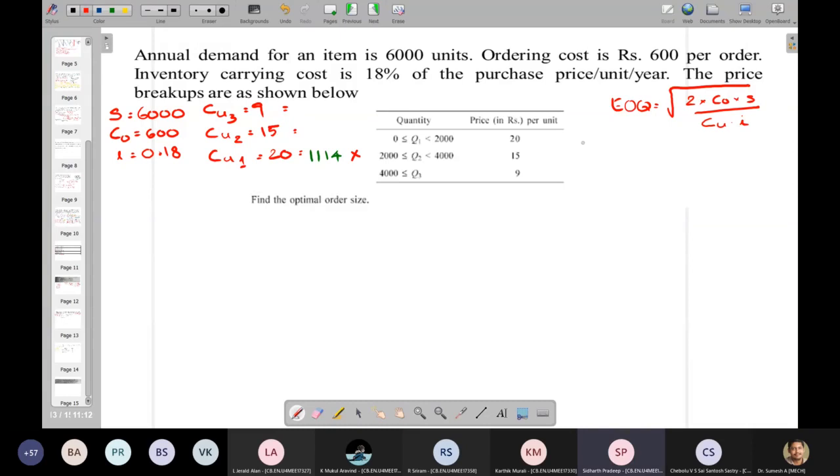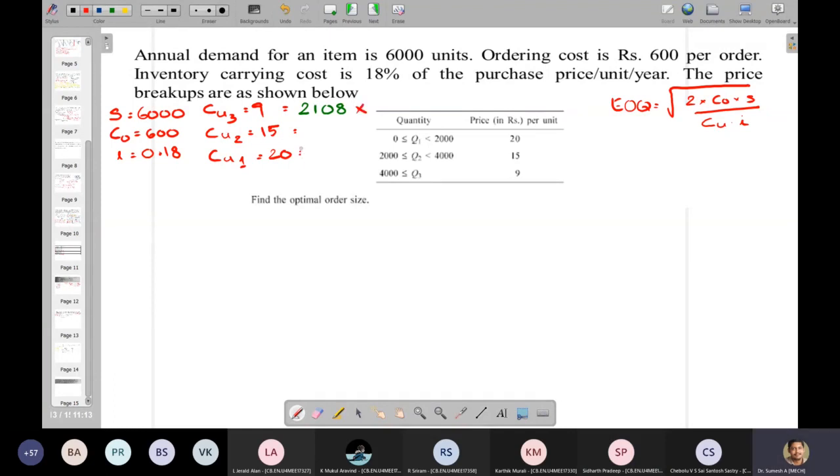Sir, I'm wrong, sir. One minute. It is 2108. I took 20, it is 9. Still it is wrong. I have also entered it wrong. So for 9 it is 2108. Okay, so not in the range, not greater than 4,000.